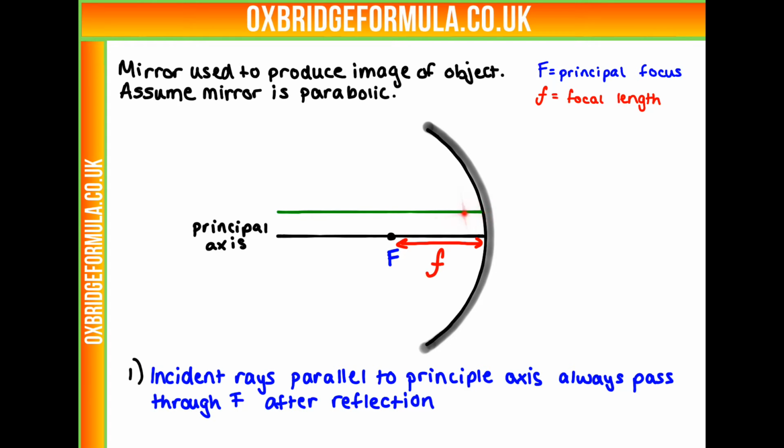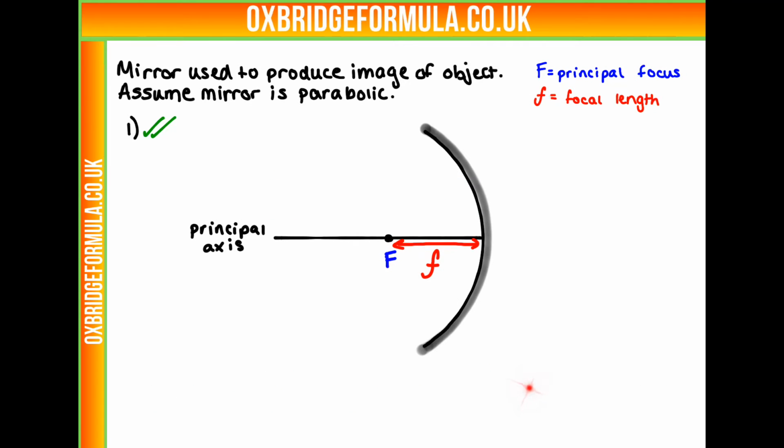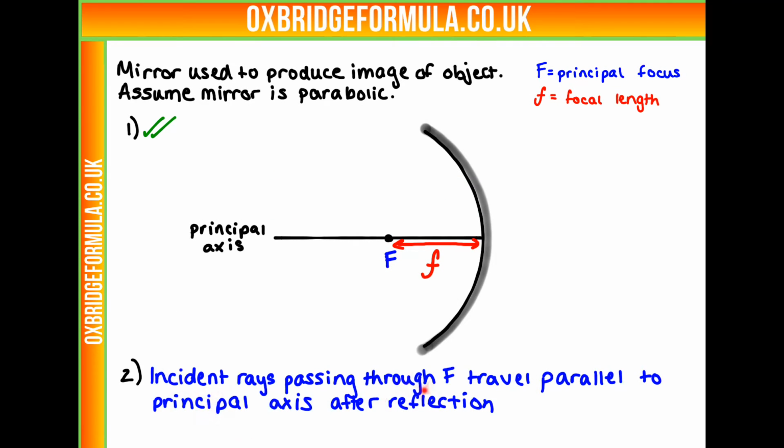How is this going to be reflected? Well, as it bounces off here, it's going to go in this direction and it will pass through the principal focus. And if we draw another one, we can see that as this hits the mirror, it's also going to be reflected down through our principal focus. And this is true for any ray that's parallel to our principal axis. This is always true.